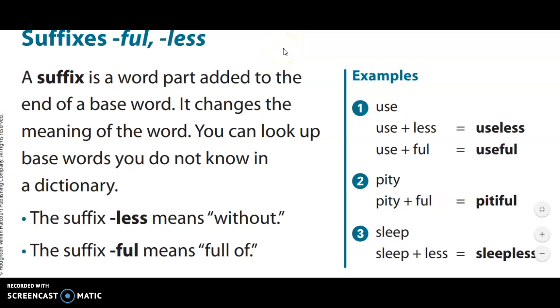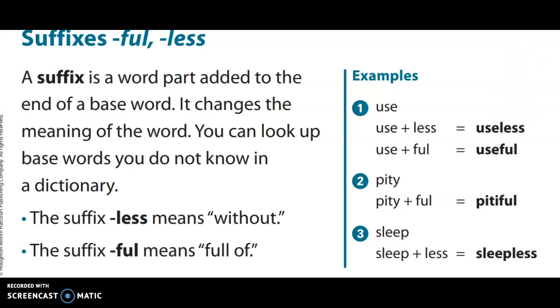Hello, second grade. Today we are going to work on a couple of different suffixes. We're going to work on FUL and LESS, so full and less. A suffix is a word part added to the end of a base word. It changes the meaning of the word. You can look up base words that you do not know in the dictionary.